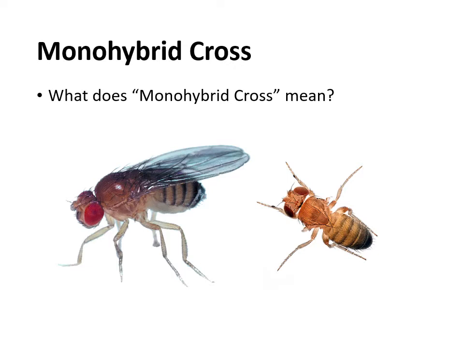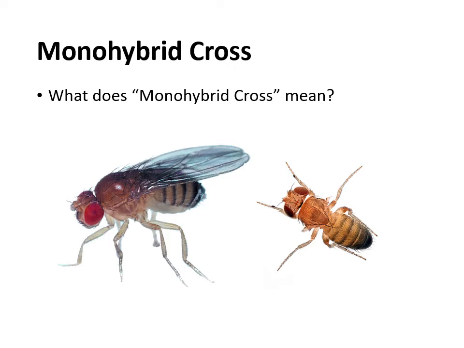Now, the first cross that we would normally do with the fruit flies is the monohybrid cross. And whenever you see a word in biology, break it down so that you can figure out what it means. So when you see mono, that means one. So you're only looking at a single trait of the fly. And then hybrid, we've already mentioned, is heterozygous, meaning you're looking at a trait that can have a dominant and a recessive allele. And you're crossing the hybrid flies together, the heterozygous flies together.